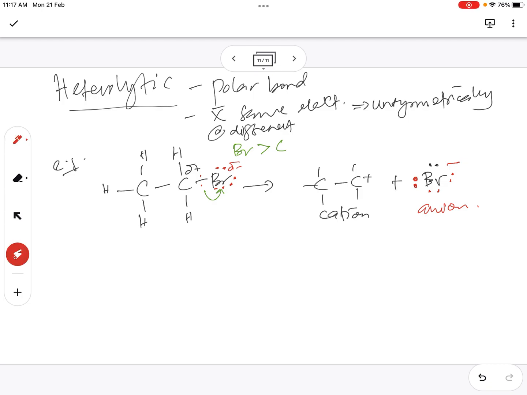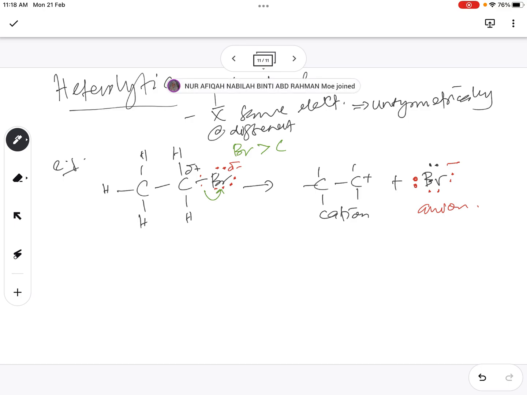Procedure must be correct. The procedure means what I'm telling the procedure here. You must show the partially positive, partially negative, the lone pair electrons, and the most important is the arrow. Arrow daripada bonding electron pergi ke bromine. So kita dapat anion. Okay, let's say we try another example.